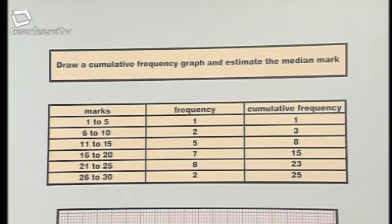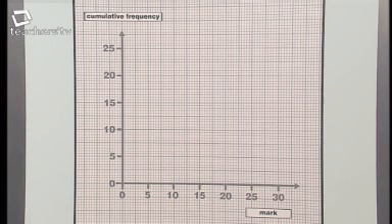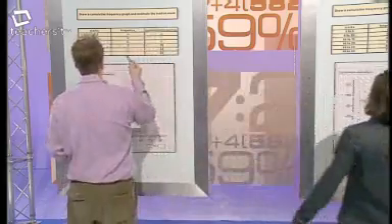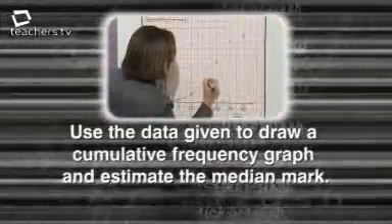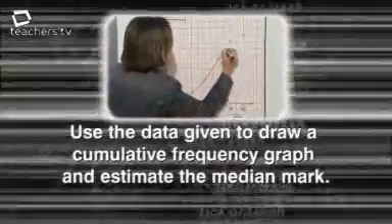The table gives information about the marks scored by 25 people in a maths test. On the grid, draw a cumulative frequency graph and estimate the median mark. Pens ready? Let's go. Use the data given to draw a cumulative frequency graph and estimate the median mark.